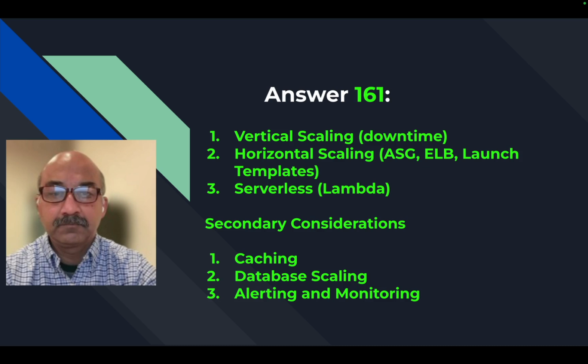In AWS, for number two, horizontal scaling, you have auto scaling groups. You have elastic load balancer that can sit in front of the auto scaling groups or multiple machines so that traffic can be diverted in a round robin fashion or to the least busy server behind the load balancer. You also can use launch templates, meaning you define what kind of machines you want, and they get spun up as you need more and more servers. So that's number two way of dealing with this.